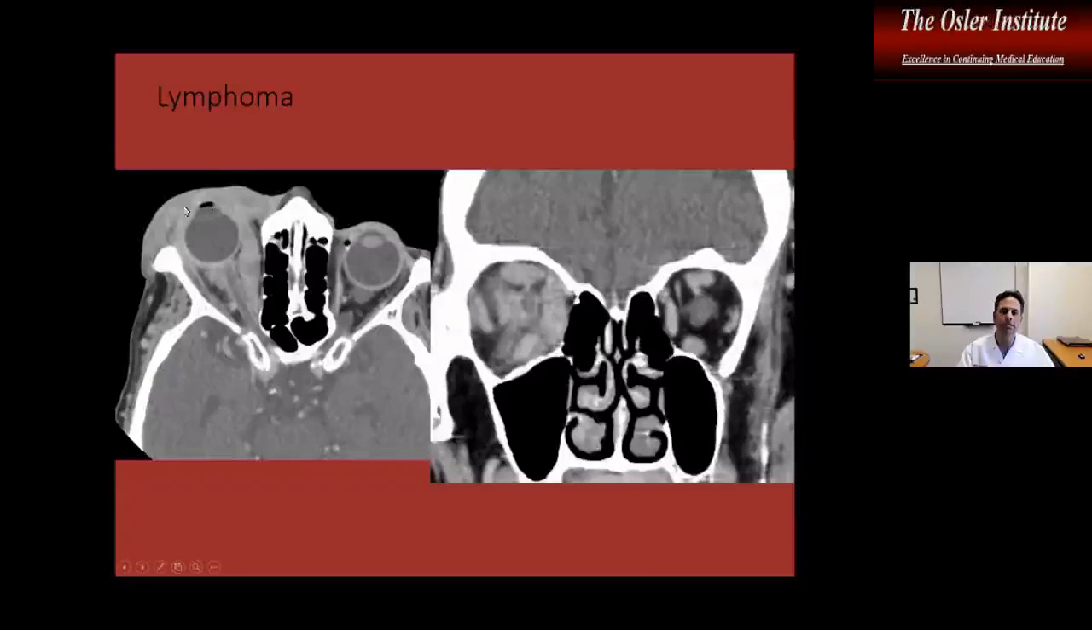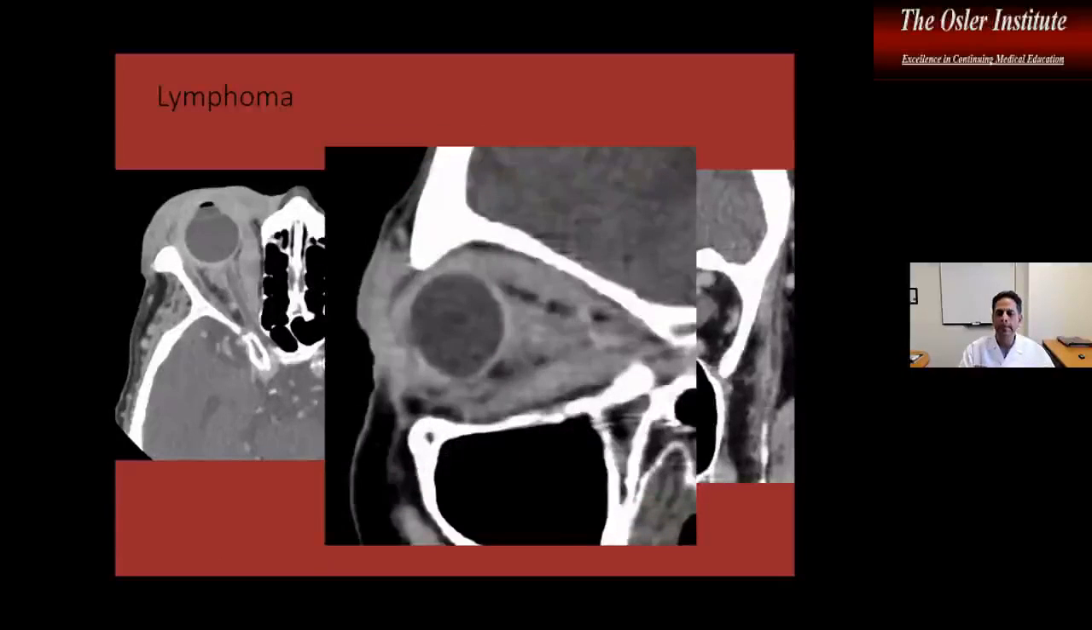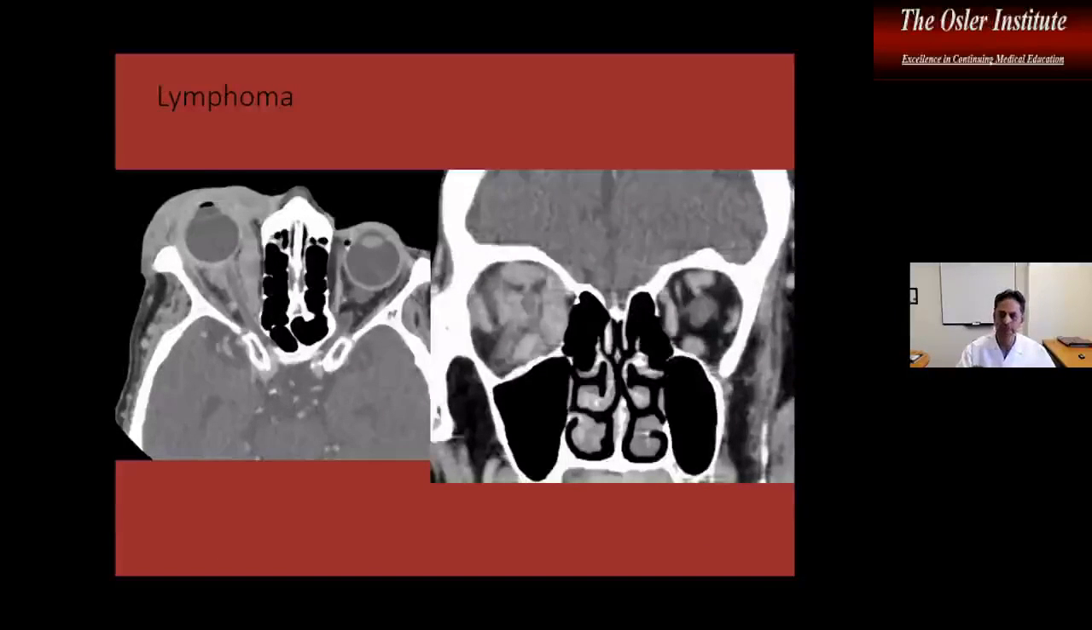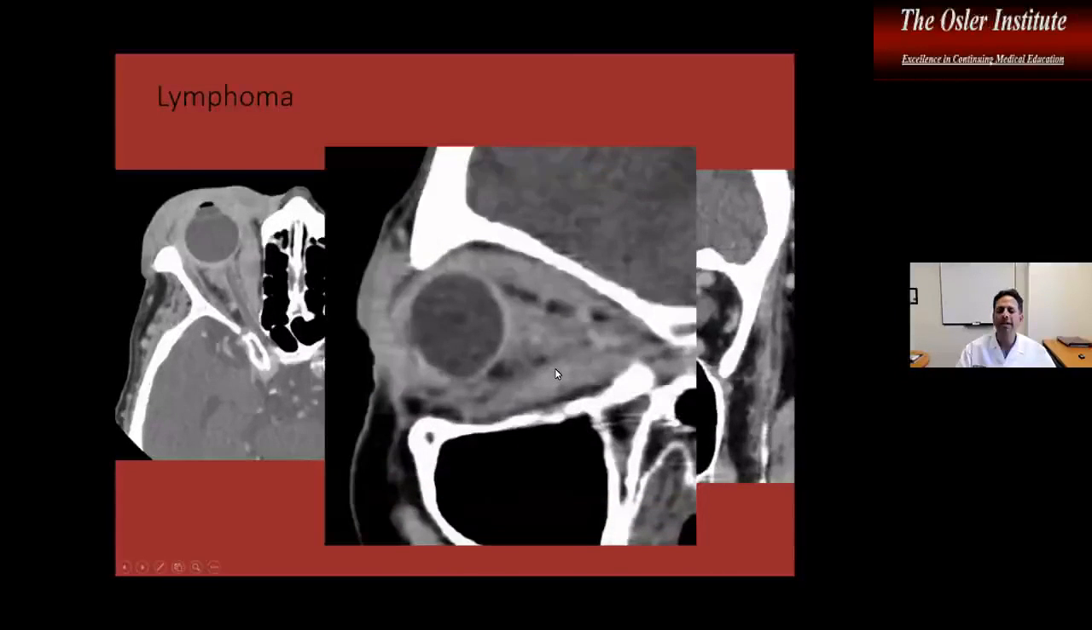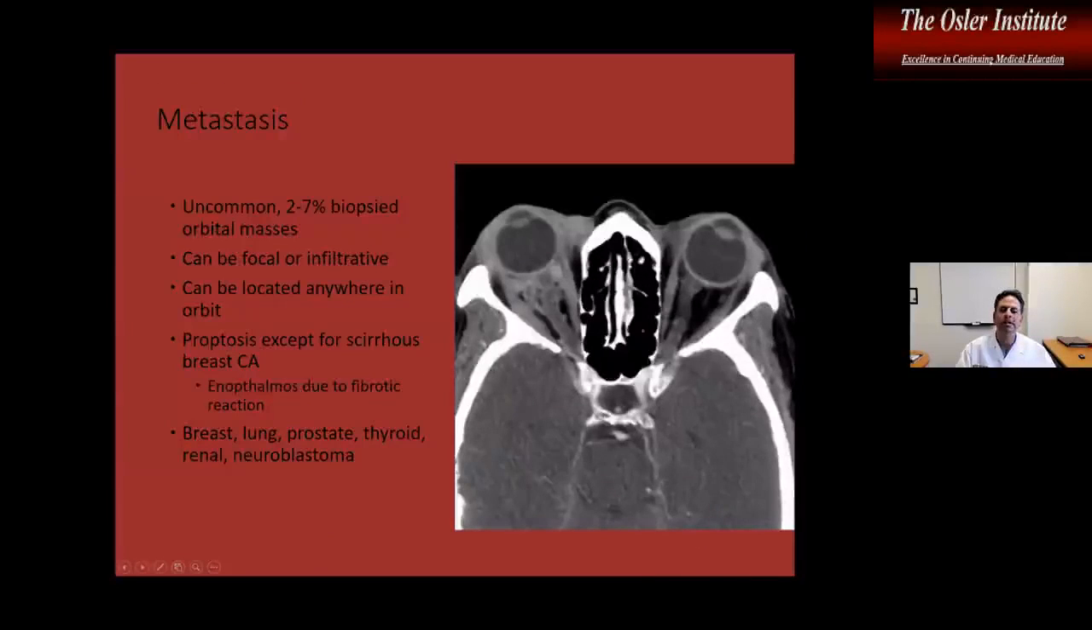So here you can see this is all over, but the patient will probably not be very symptomatic. And it's sort of diffusely involving. And here you can see on the sagittal as well. So metastases are uncommon. It's less than 10% of biopsied orbital masses.